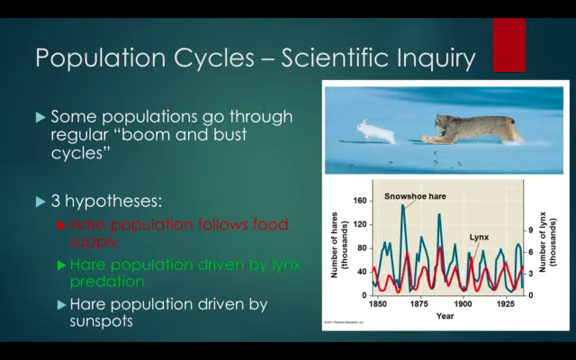Then there was this bizarre one, that hare populations were driven by sunspots because it changed the environment a little bit, and it was actually supported. I don't remember exactly the data that went into it, but it still kind of seems bizarre to me that hare populations are affected by sunspots. But I think that it was kind of shown that this was just a random association and that they're not really related.